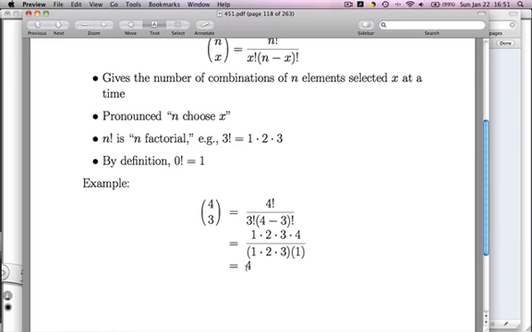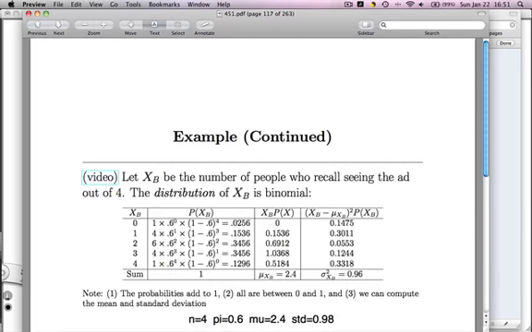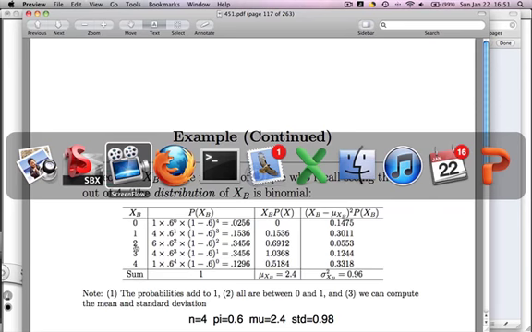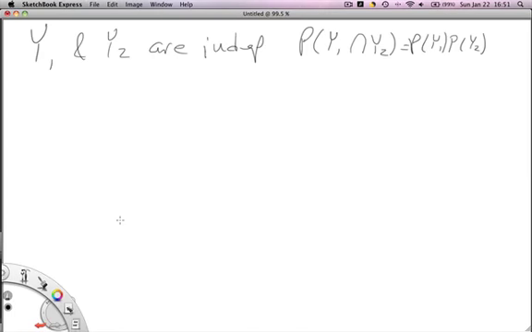Now let's do another example. I claimed there were 6 ways to get 2 yeses out of 4 tries. Let's go over to the sketch pad for a second and confirm that. So how could we possibly get 2 yeses out of 4 tries? Well, it could be yes, yes, no, no. Notice we have 2 yeses. Or it could be yes, no, yes, no. Or it could be yes, no, no, yes.